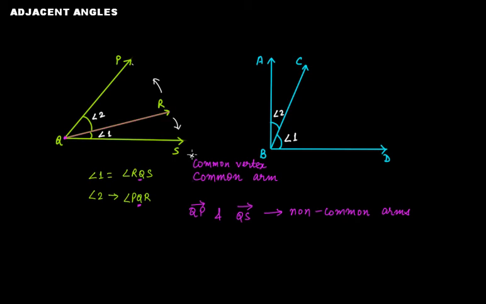That is, they should have a common vertex, like in this case Q. They should have a common arm, like in this case QR, and the two non-common arms should be on either side of the common arm. So the common arm will lie in between the two non-common arms. Same thing you can see here.